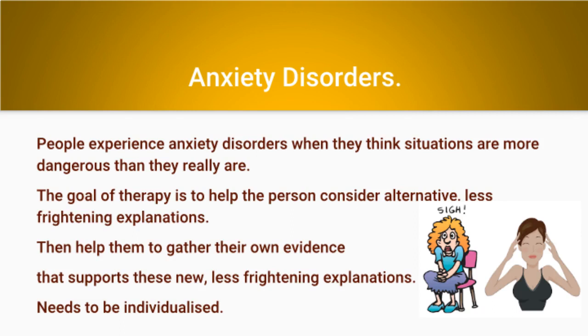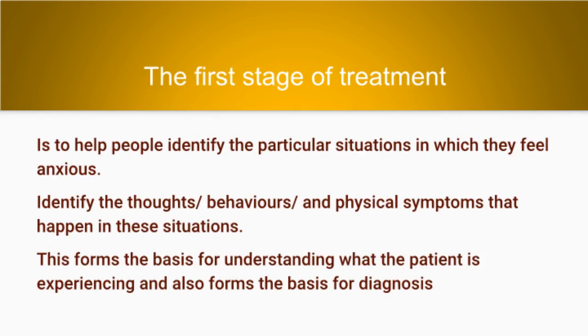The goal of therapy is to help the person consider alternative, less frightening explanations. Then help them to gather their own evidence that supports these new, less frightening explanations. Treatment needs to be individualized. The first stage is to help people identify the particular situations in which they feel anxious, and the thoughts, behaviors, and physical symptoms that happen in these situations. This forms the basis for understanding what the patient is experiencing and also forms the basis for diagnosis.